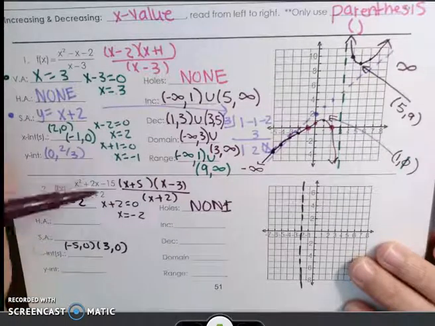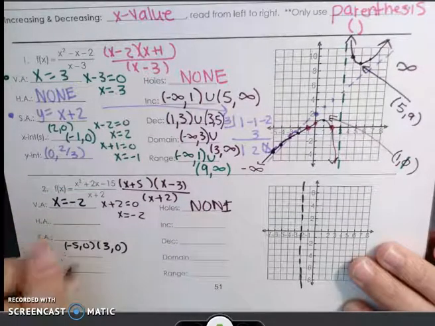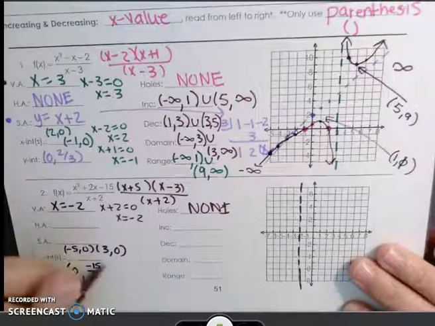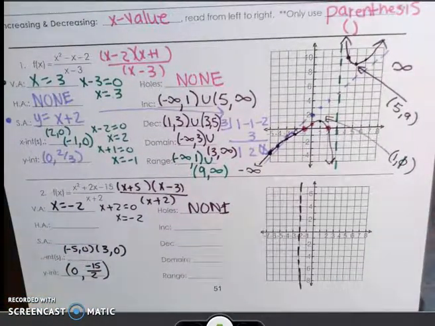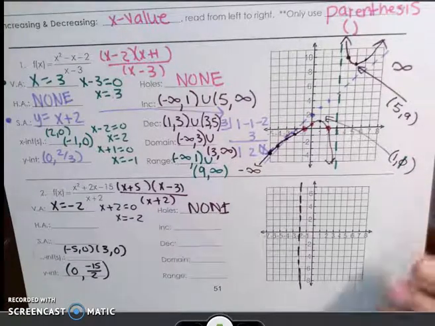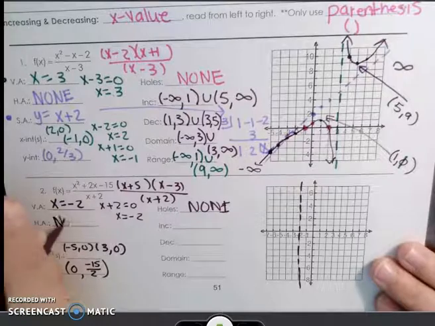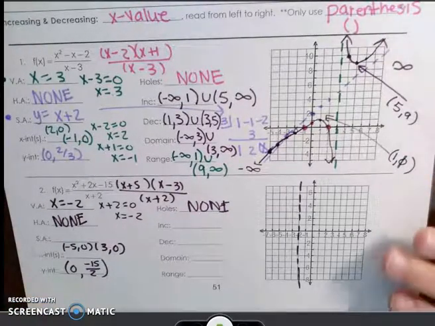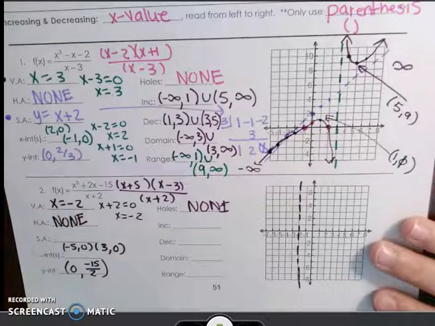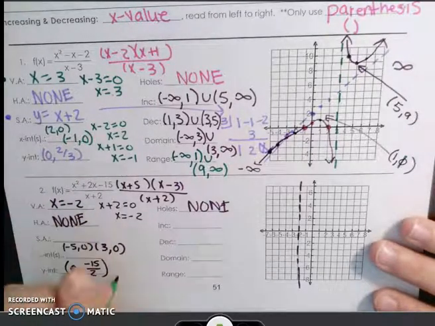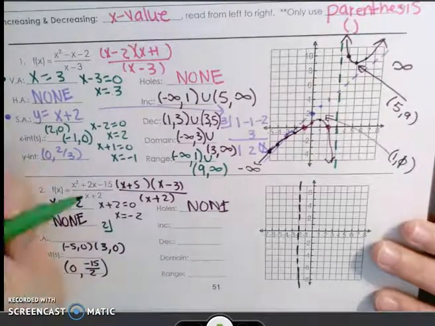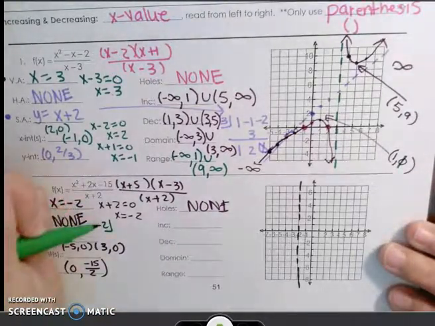Alright, y-intercepts, look back at the original. That would be -15 over 2. So 0, -15 over 2. And then for my horizontal asymptote, the top is bigger, so my answer is none. However, it is a slant asymptote, so I need to come down here and do synthetic division. Alright, I've already got the 2 that goes in my box. Remember, that was from your denominator. It should be -2, sorry.